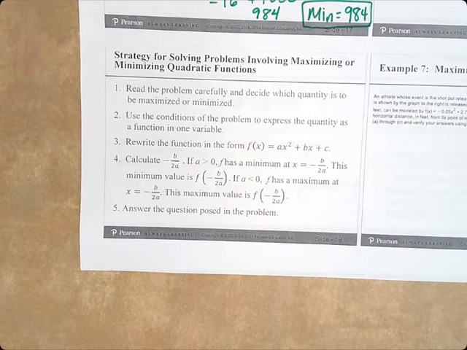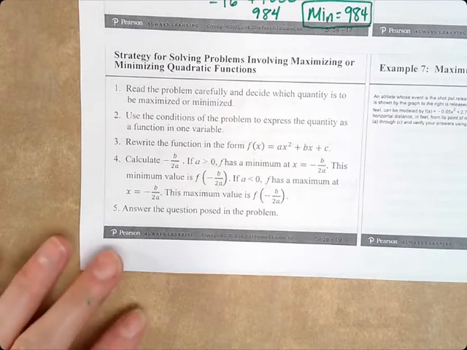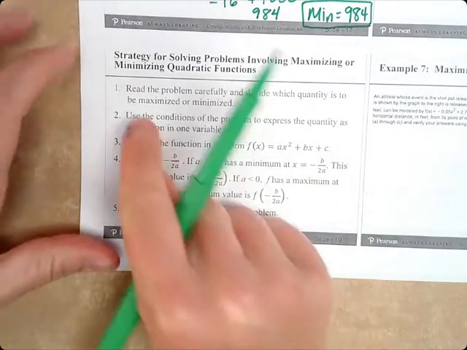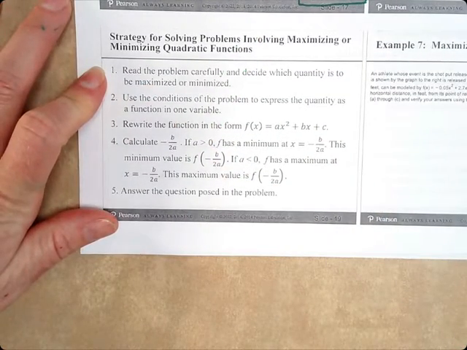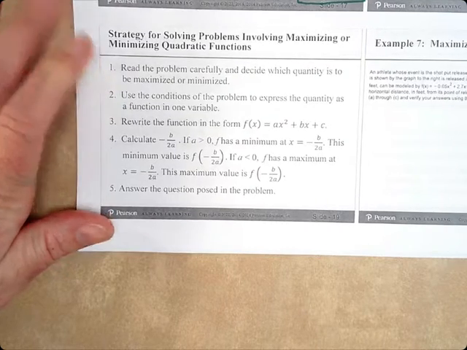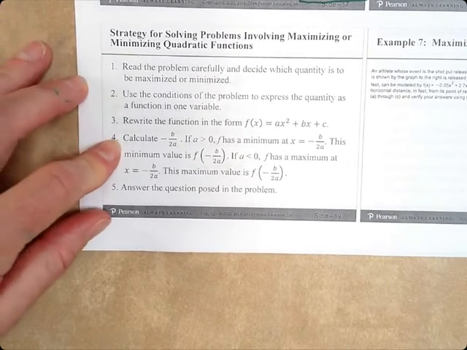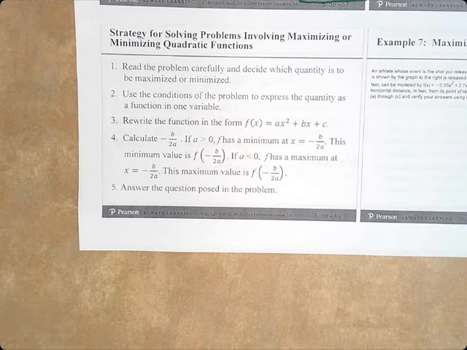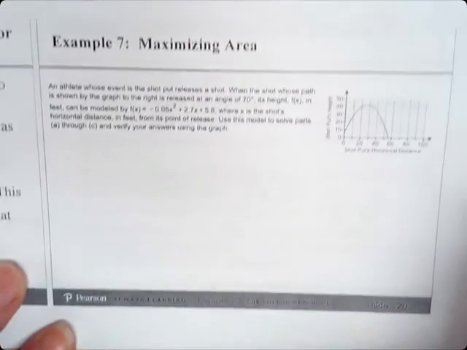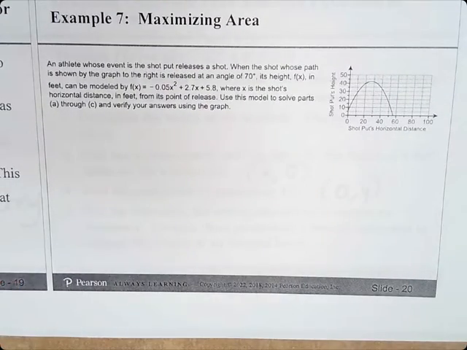Okay, our last problem is about maximizing or minimizing areas or different real world situations. So here are the steps: read the problem and decide whether the quantity is to be maximized or minimized. Use the conditions of the problem to express the quantity as a function in one variable. Rewrite it. Calculate negative b over 2a, and then plug it in, and then find the maximum value. So let's look at our problem here. Let's go ahead and read over the problem.